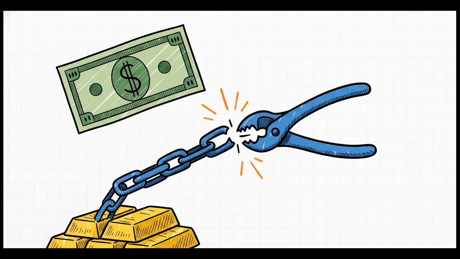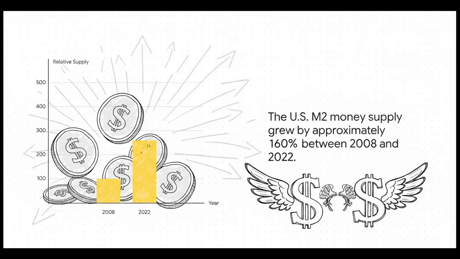In 1971, the US officially severed the dollar's last tie to gold. This decision, often called the Nixon shock, removed that physical anchor on the money supply. It was the modern equivalent of an emperor deciding to start mixing more bronze into his silver coins. Suddenly, there was no hard limit on how much money could be created. And the result is what you're seeing right here.